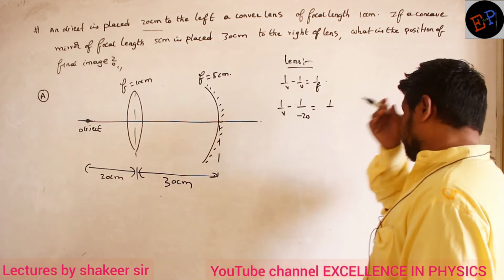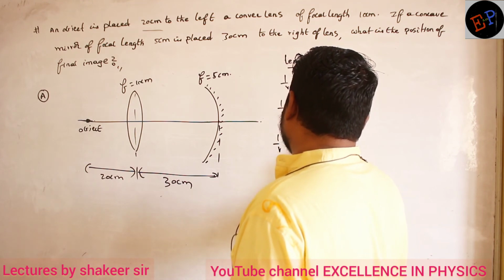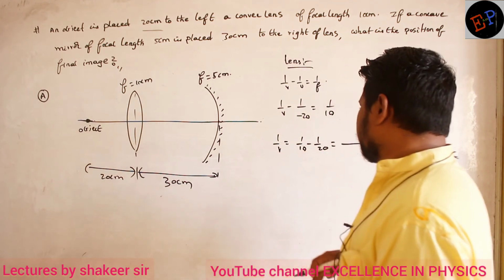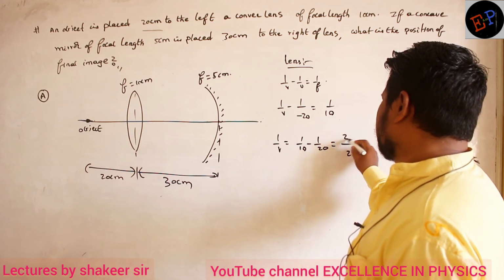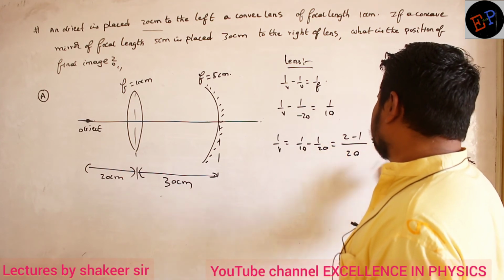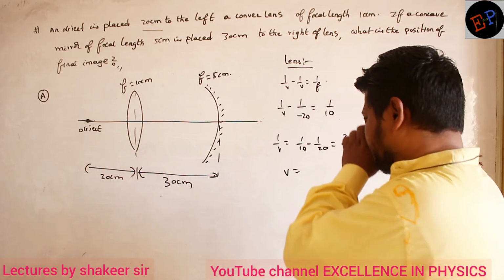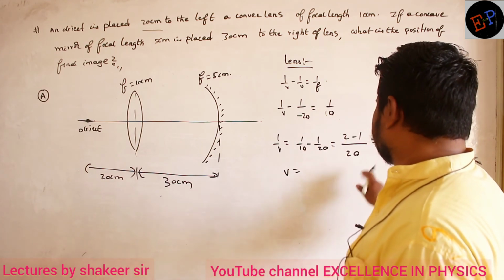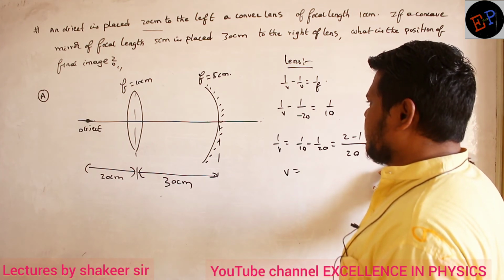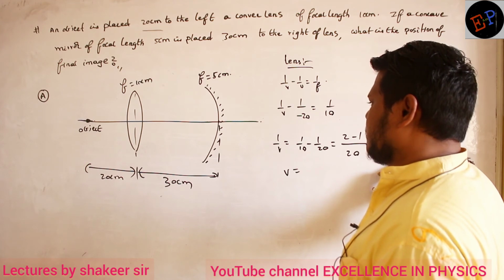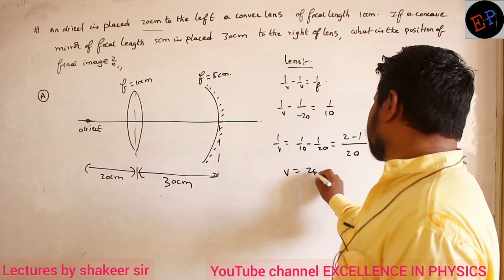Plus 10 or minus 10? Plus 10. So therefore 1 by v is equal to 1 by 10 minus 1 by 20. If I take the LCM, 20, I will take, so 2 minus 1, so 1 by 20. So where is the image created? 1 by 20, object is also at 20. So let us say it is 20 centimeter.